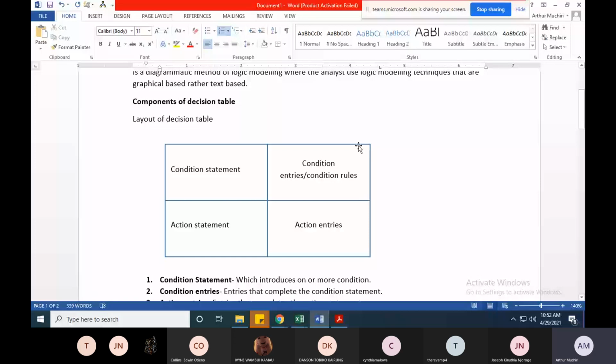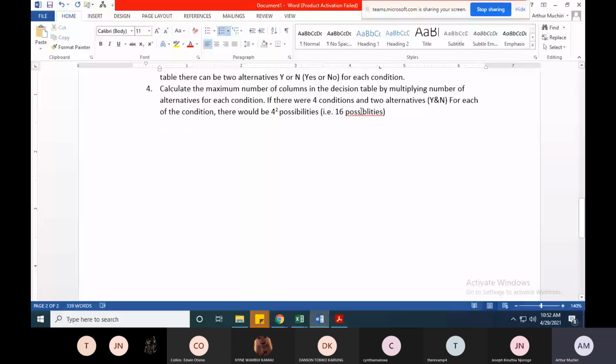If for example you have 4 conditions here, what will happen? You say 4 raised to 2, so there will be 16 columns in this section here. So let's continue with the simple possibilities. Then the next one, number 5, fill in the conditional.